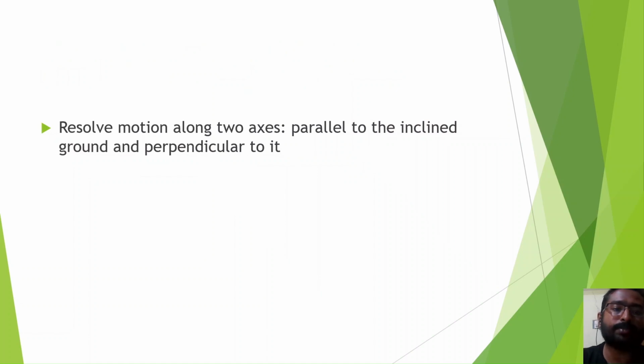So to solve this problem, we should resolve motion along two axes, parallel to the inclined ground and perpendicular to it, okay. Not just in this question, always when you're solving this kind of problems, always resolve along parallel and perpendicular axes. Why are we doing it? Because when one motion is perpendicular to the other, both motions will be independent of each other, okay. So we can actually treat them independently and find the solution, okay.